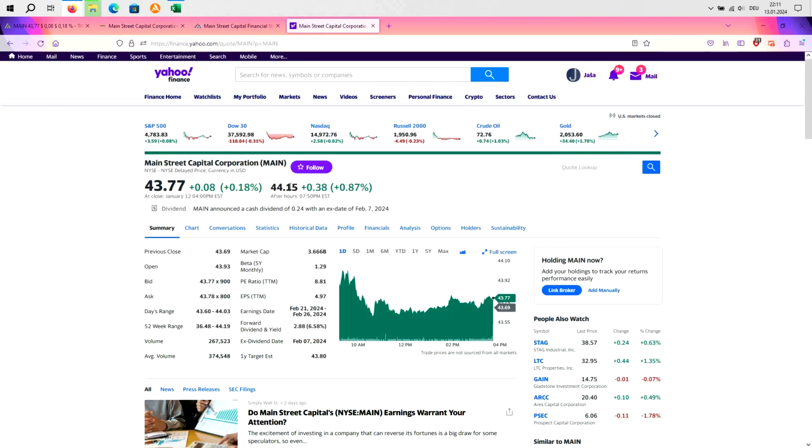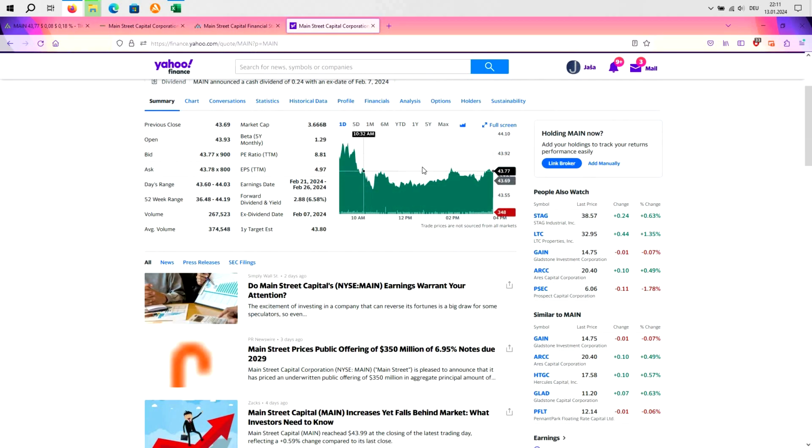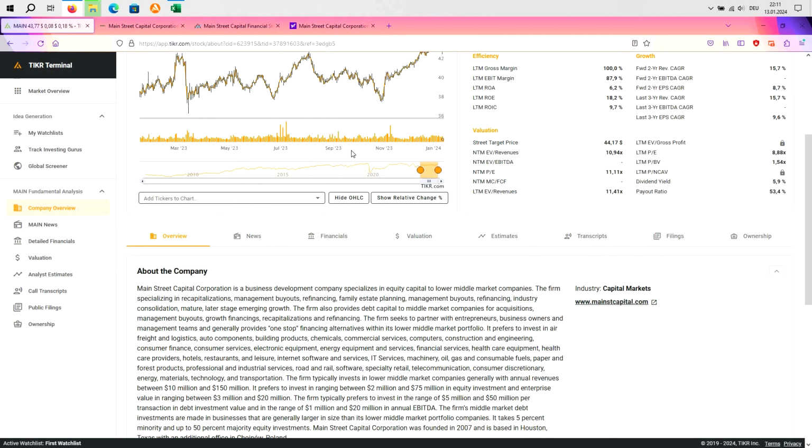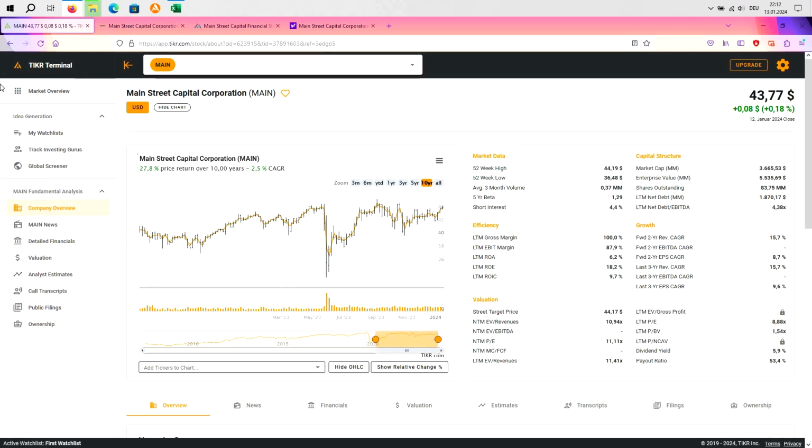As you can see, their price is increasing here. And what else can we wish for? If we go to max, you can see the graph is growing. Here also in Ticker Terminal, which is the platform that I use to find stocks, 27% price return over 10 years, 2.5 CAGR, which is amazing. What CAGR means is that if you would invest each month into that company, this is the profit that you would get, plus all the dividends.